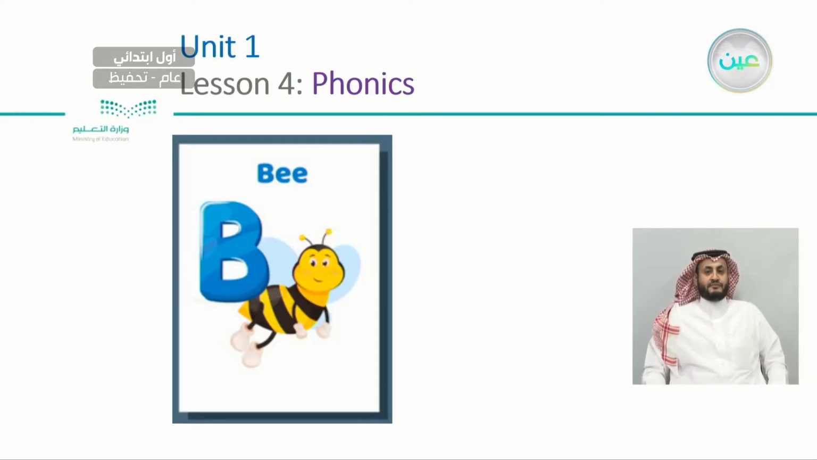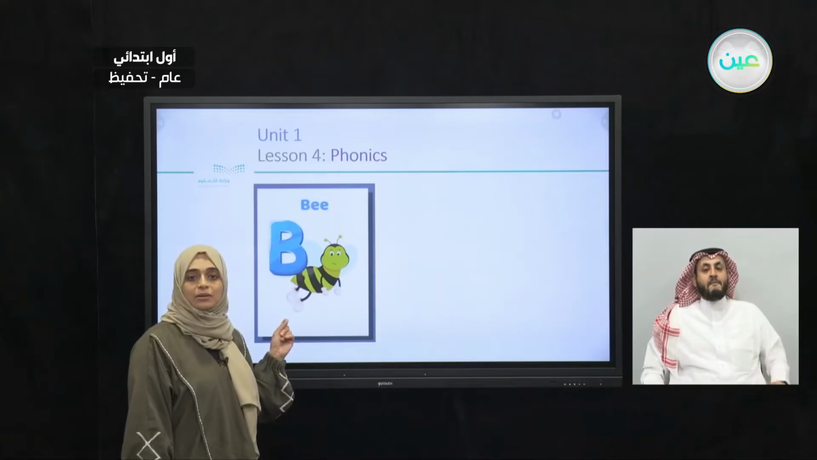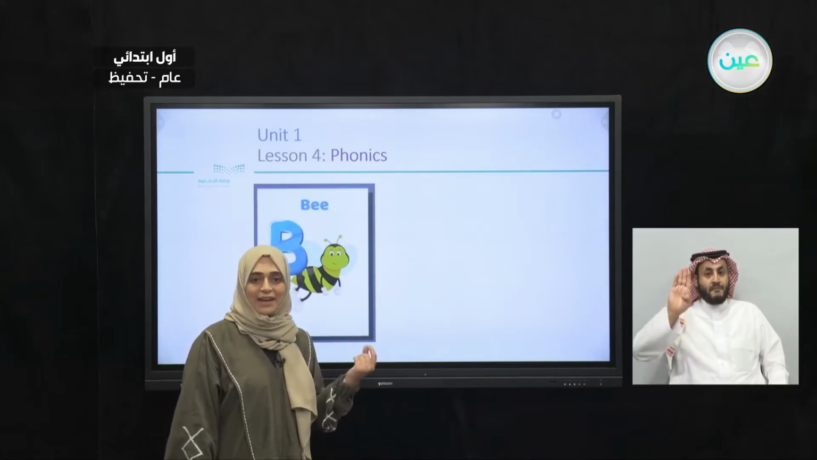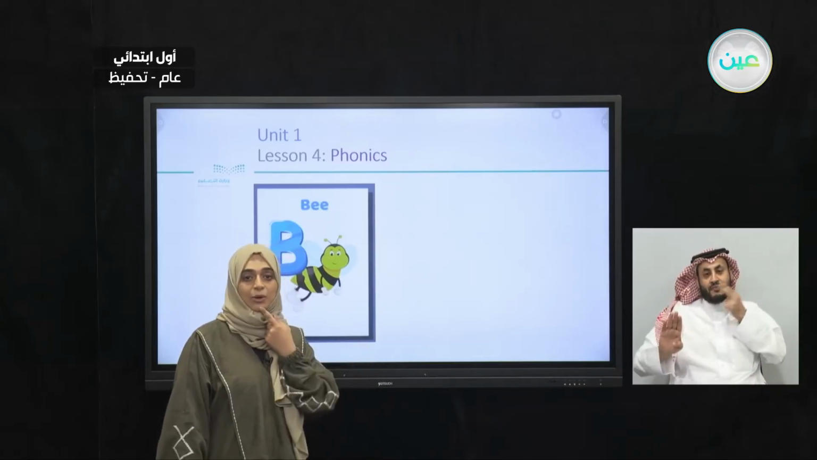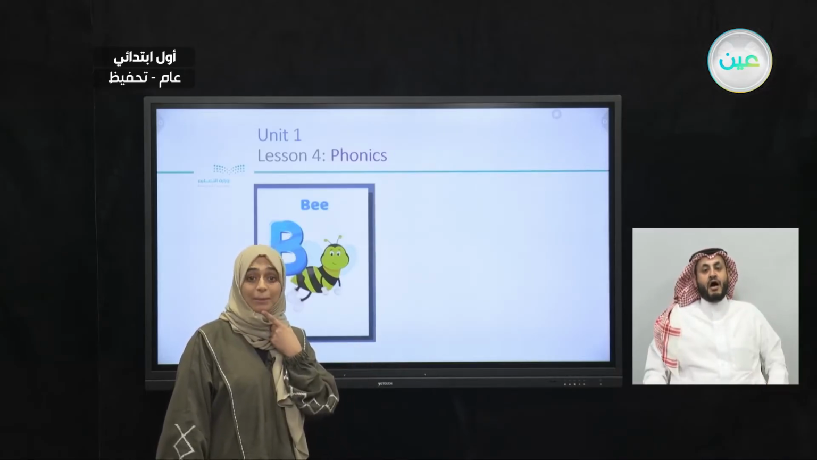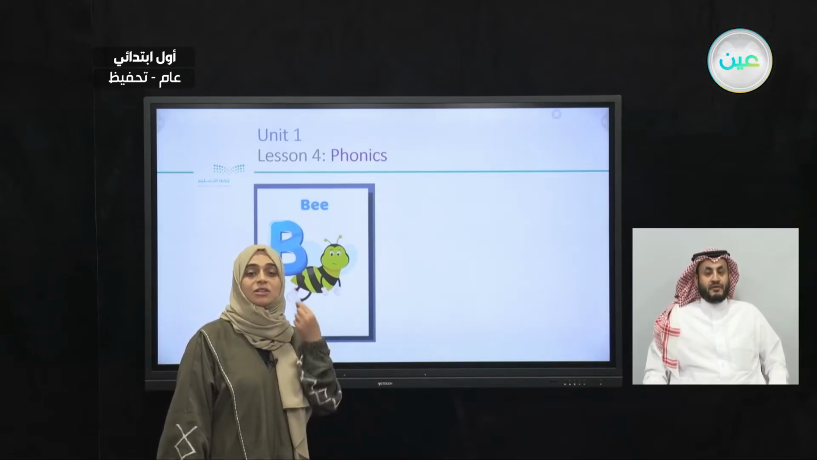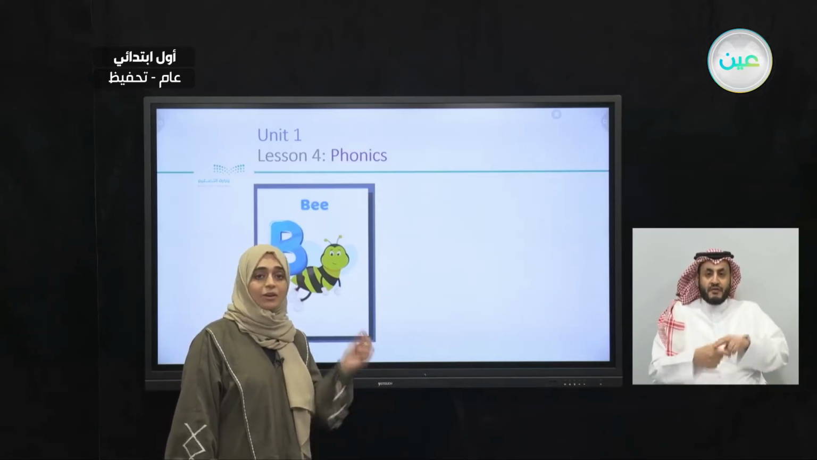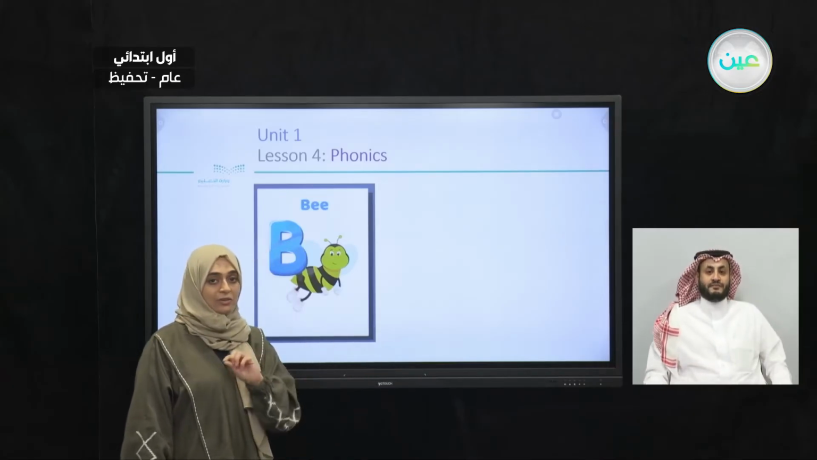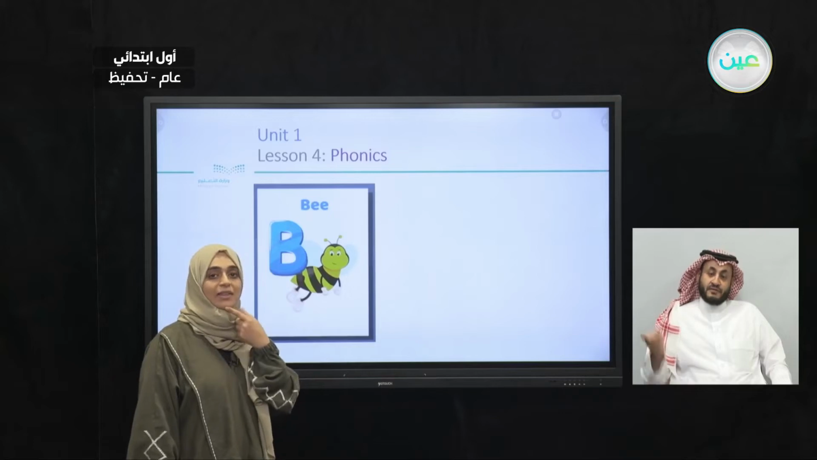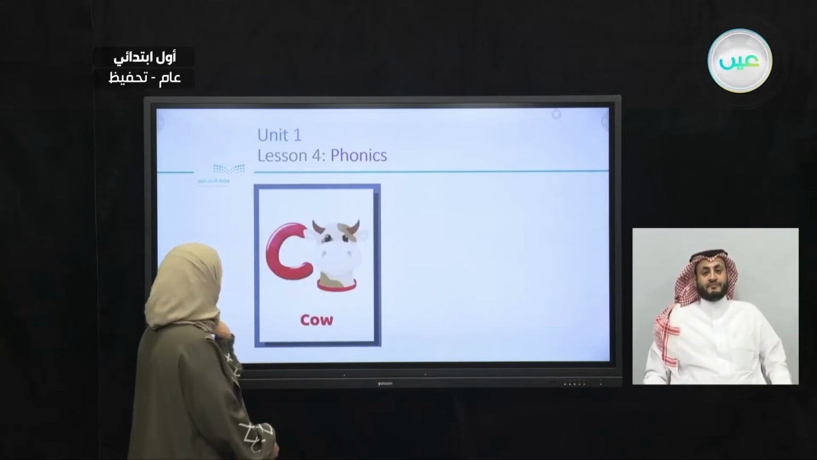What about this one over here? This is the letter B. How do we pronounce the letter B? B, as in bee. Bee and bear. So we pronounce it B. There's a sound to the letter. The name of the letter is the letter B, but when we pronounce the letter, we say B. Excellent. That's the sound of the letter.